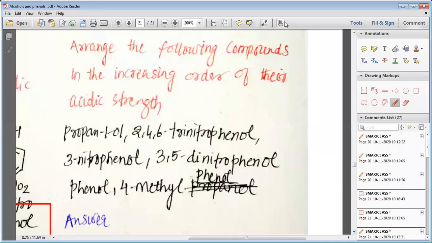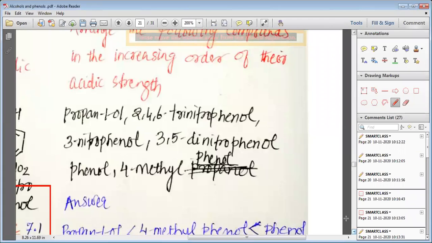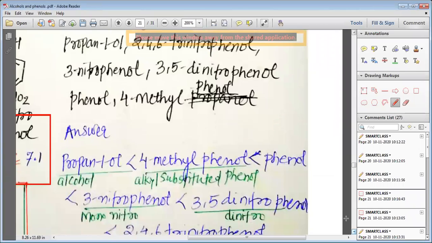Now we have a question. So whatever we have studied, let us understand it with few examples. Arrange the following compounds in the increasing order of their acidic strength. We have propanol, we have 2,4,6-trinitrophenol, we have 3-nitrophenol, we have 3,5-dinitrophenol, and we have 4-methylphenol.